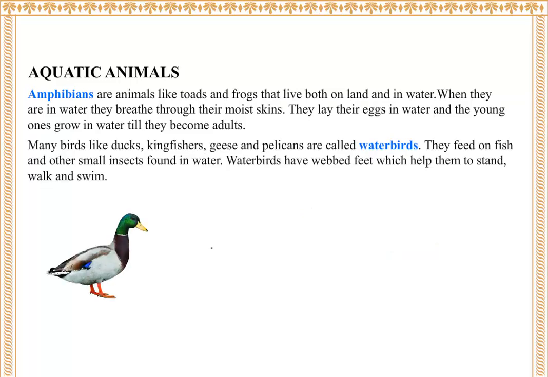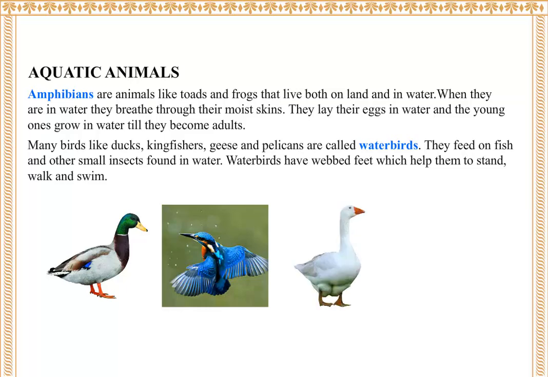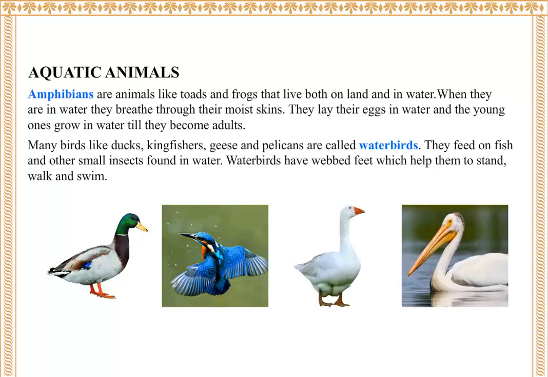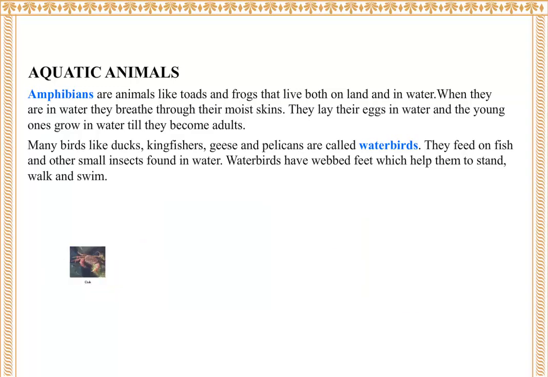Many birds like ducks, kingfishers, geese, and pelicans are called water birds. They feed on fish and other small insects found in water. Water birds have webbed feet which help them to stand, walk, and swim.